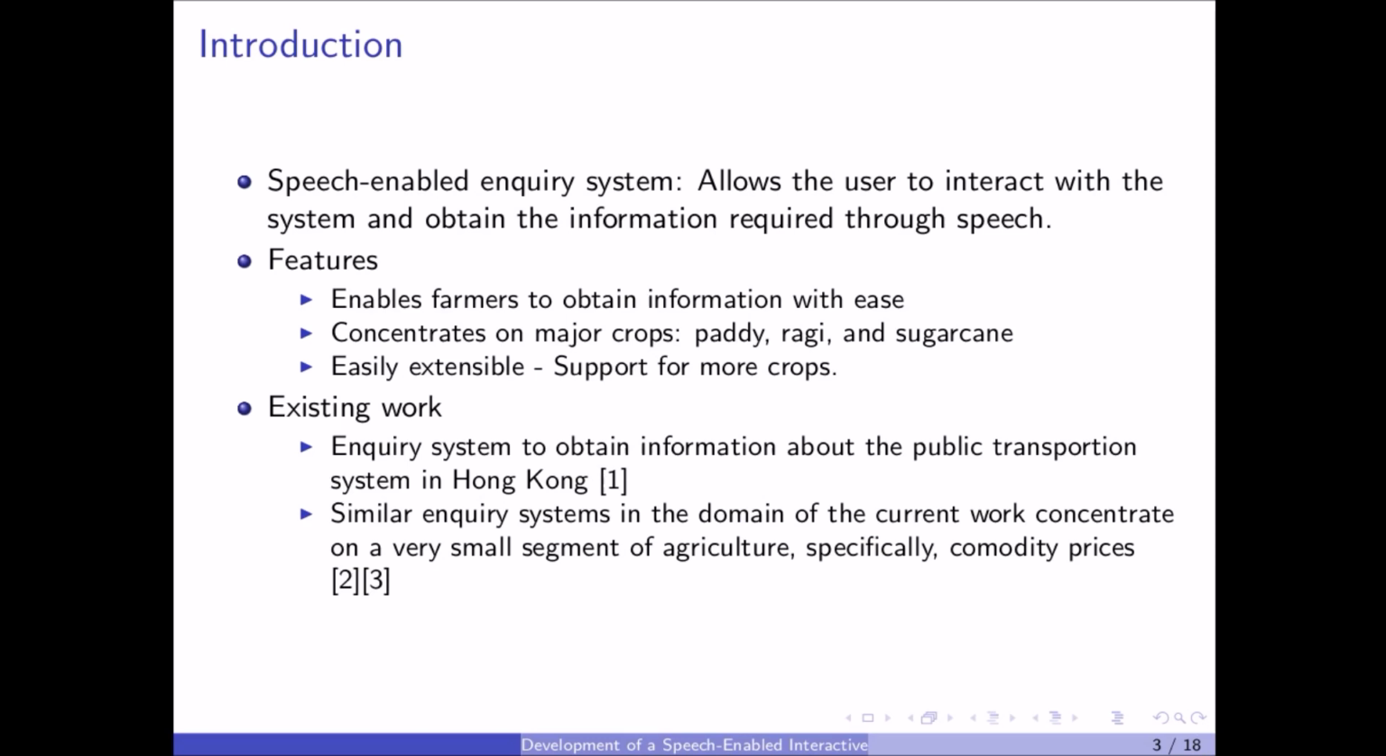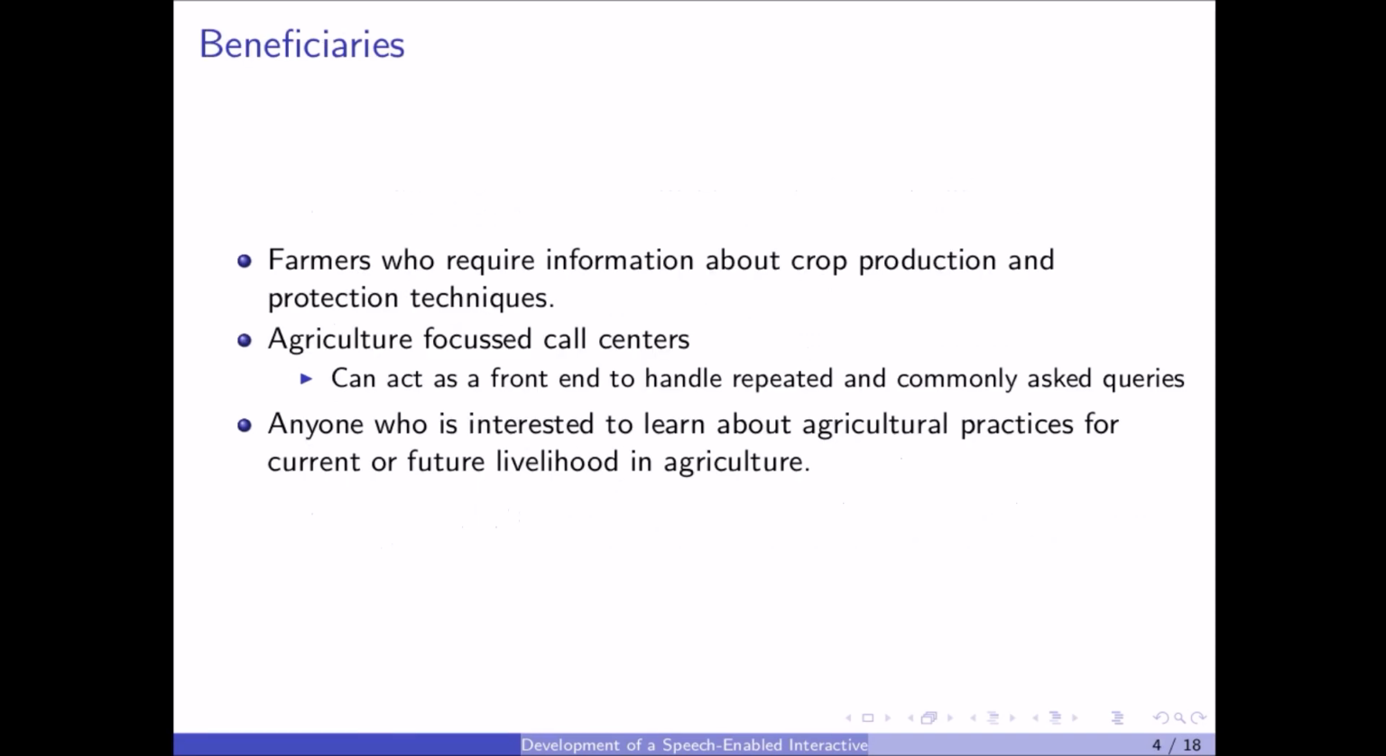A motivation for having such a scope of work is that these are the most commonly cultivated crops in Tamil Nadu, and most of the queries would be concerning these crops. And once this is done, addressing the other crops would be much easier. There are some existing enquiry systems in India, but they focus on a small segment of agriculture, namely commodity prices. We tried to address a much broader segment of agriculture and also tried to keep the application as user-friendly as possible.